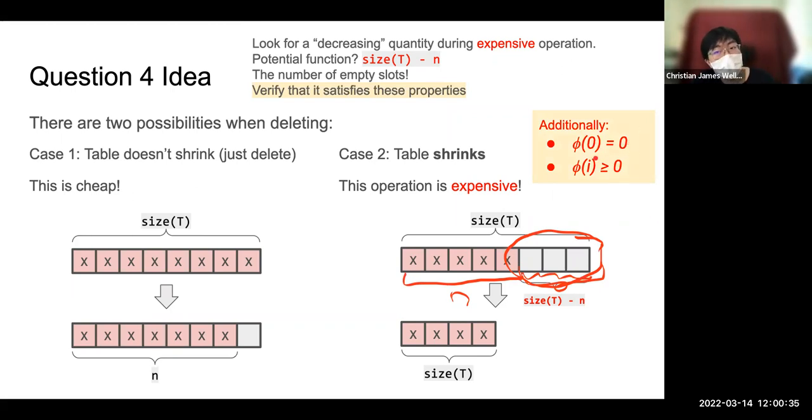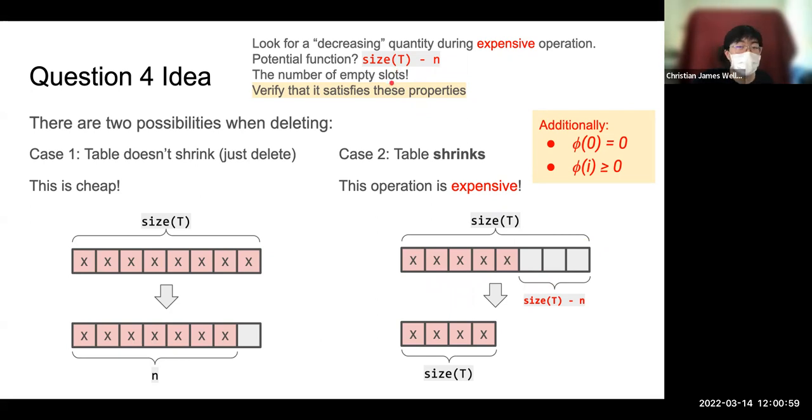Because of the number of empty slots, you start off with a full table. So at the beginning, there should be 0 empty slots. But for all the other operations, it doesn't make sense to have a negative number of empty slots. It's always either full or there's some empty slots. Okay, so this potential function is our choice of potential function.